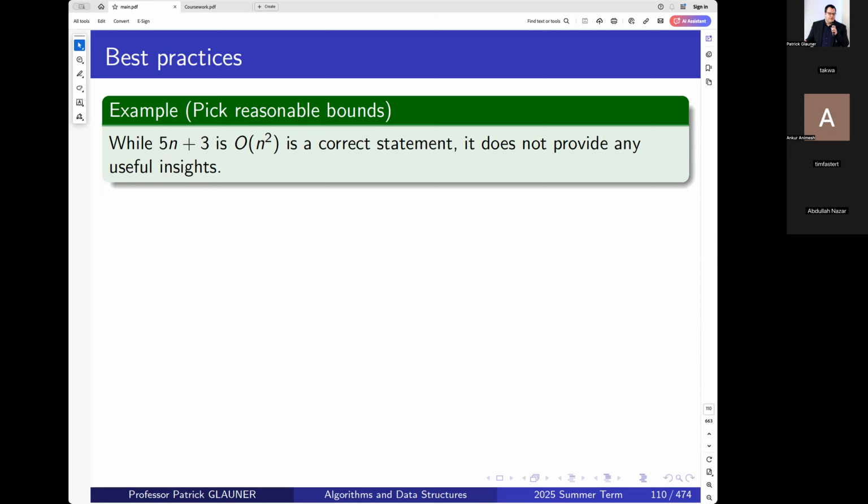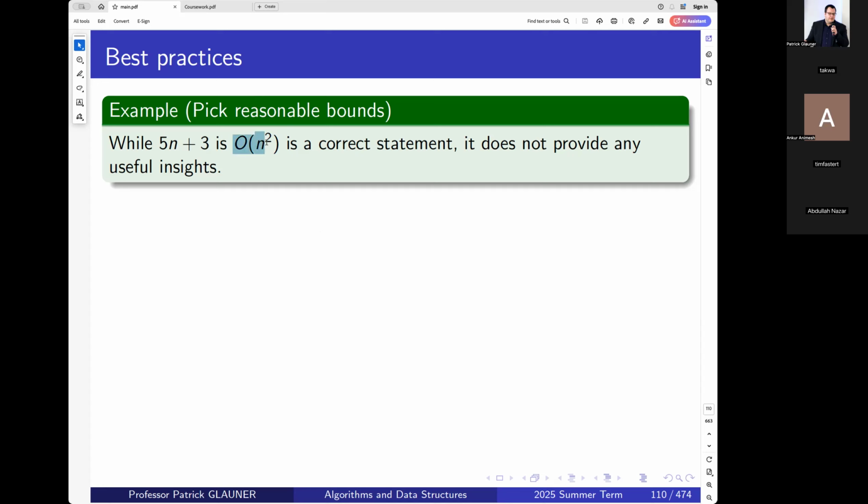So, there are a few things you need to bear in mind when it comes to this O notation. You can obviously pick much larger upper bounds. For example, c times n squared is an upper boundary for some threshold, so obviously 5n plus 3 is O of n squared. It's correct, but it does not provide any reasonable insights. I always want you to pick reasonable boundaries.